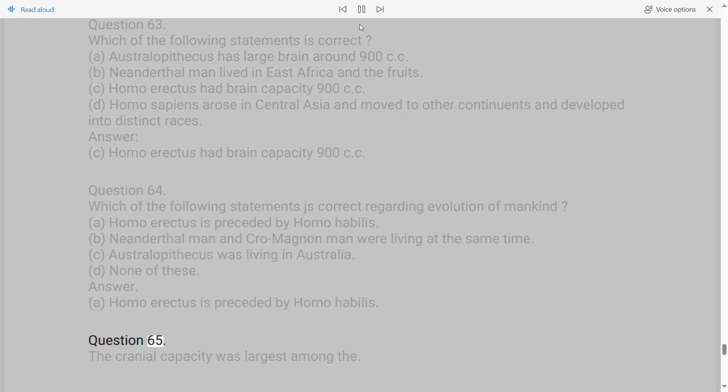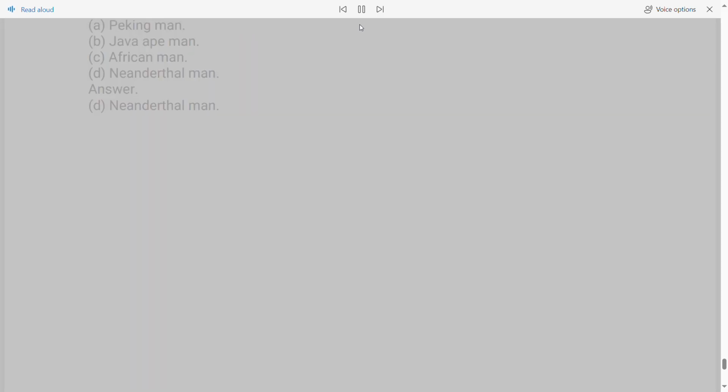Question 65. The cranial capacity was largest among the: A. Peking man. B. Java ape man. C. African man. D. Neanderthal man. Answer. D. Neanderthal man.